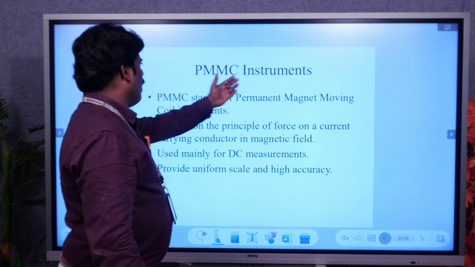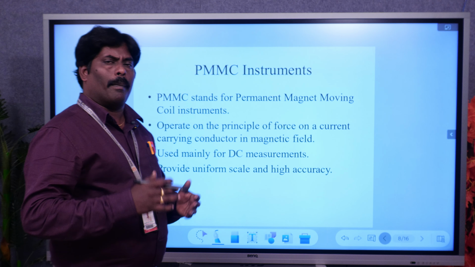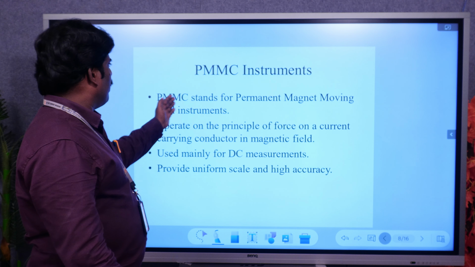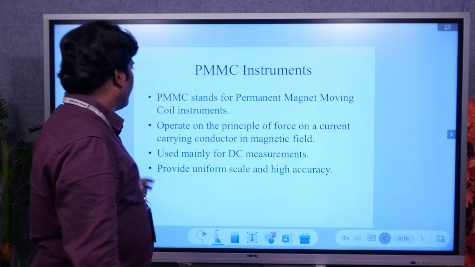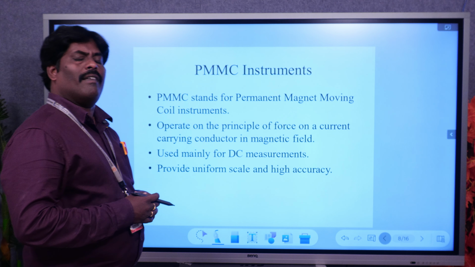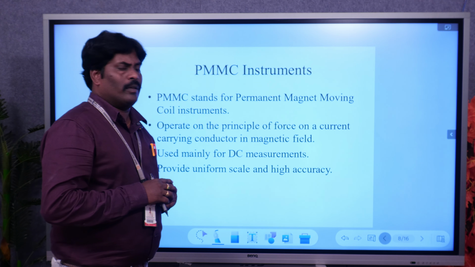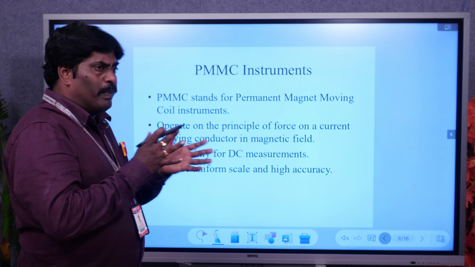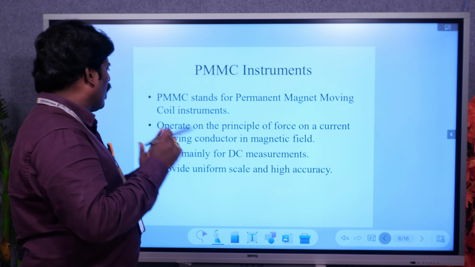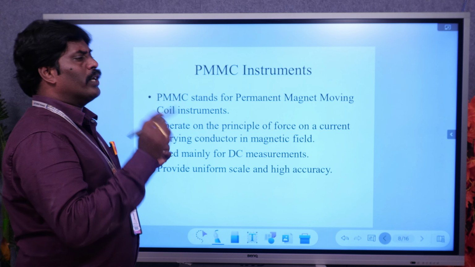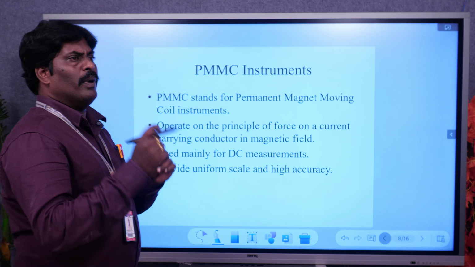So PMMC: the mainly important instruments are the PMMC instrument and the MI instrument. PMMC means permanent magnet moving coil instrument. It operates on the principle of force on a current-carrying conductor in a magnetic field. It consists of a rectangular coil, which rotates between the magnetic poles. When supply is given to the instrument, torque is developed, and it starts rotating due to Faraday's law of electromagnetic induction. Based on that, the aluminum coil rotates.